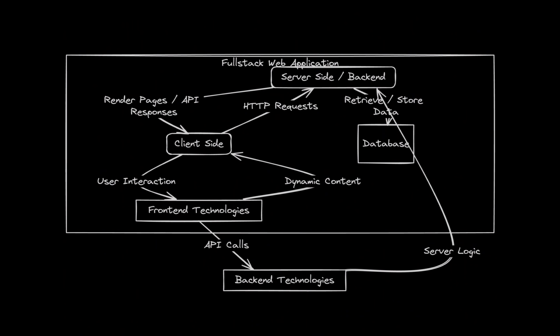The front-end is responsible for the user interface and interaction, while the back-end handles data processing, storage, and retrieval. By combining React for the front-end, Node.js and Express for the back-end, and PostgreSQL for the database, we can create a powerful and scalable web application.